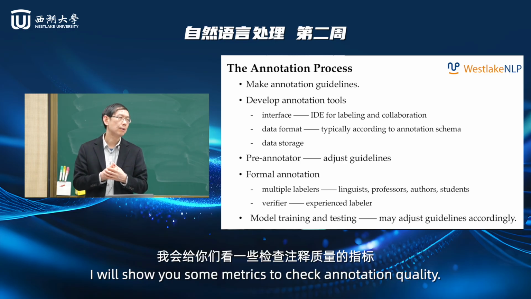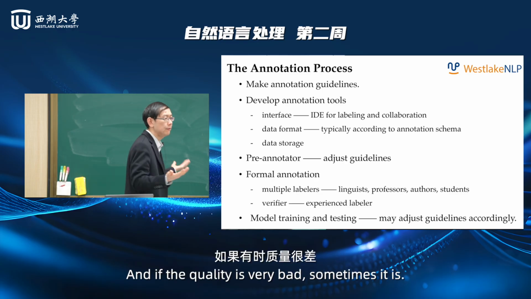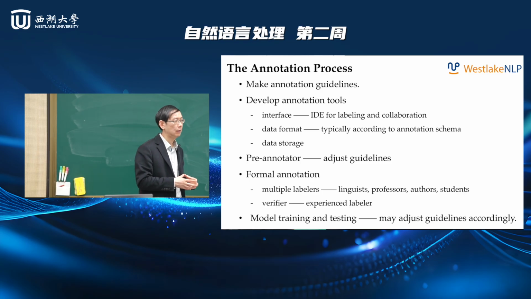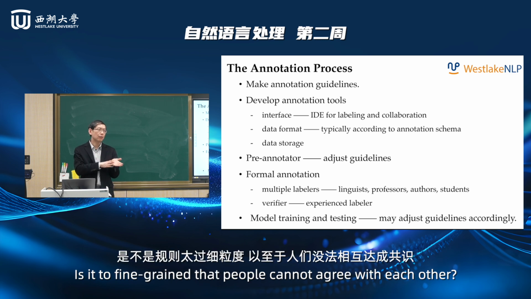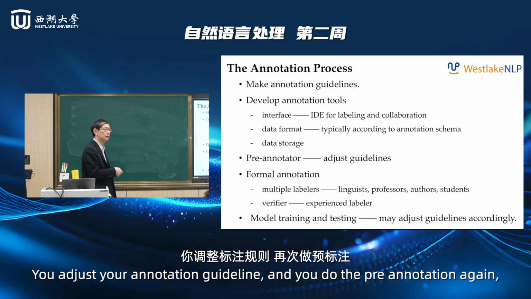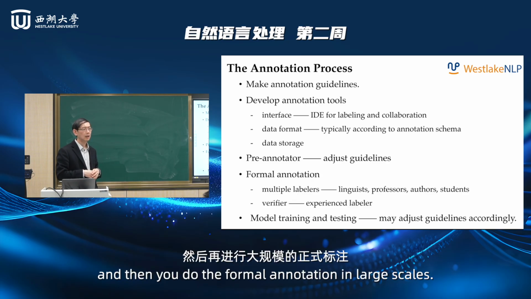I will show you some metrics to check annotation quality. And if the quality is very bad, which sometimes it is, then you need to go back to revise your annotation guideline. Is it too fine-grained, so that people cannot agree with each other? Is it not clear enough? You adjust your annotation guideline and you do the pre-annotation again, until you find the quality is great and everyone can agree. And then you do the formal annotation at large scale.